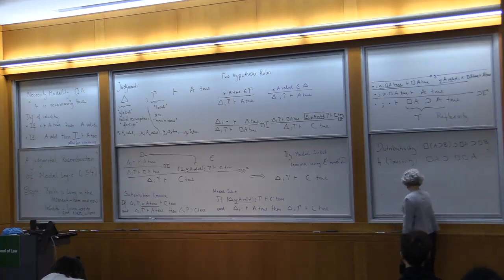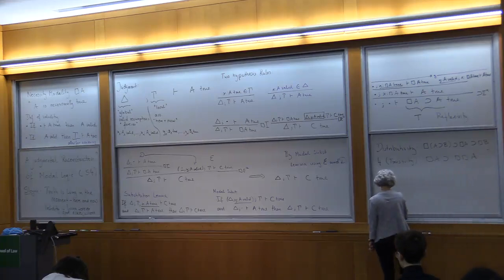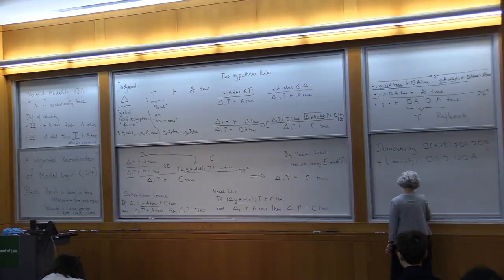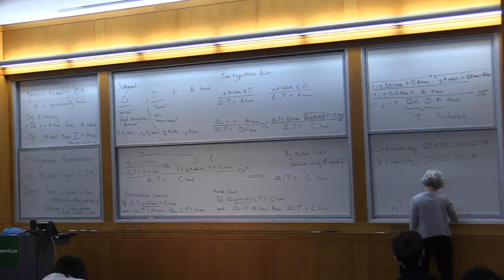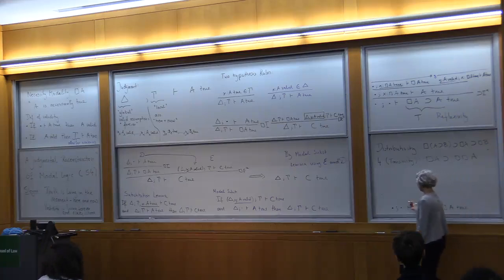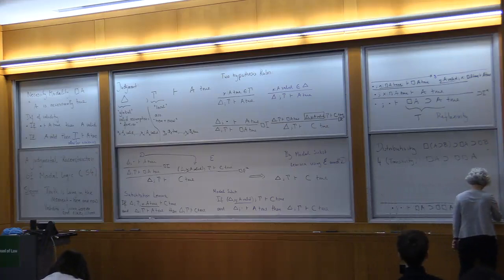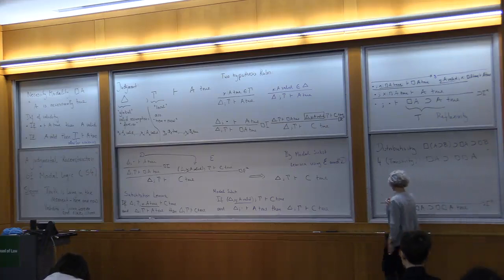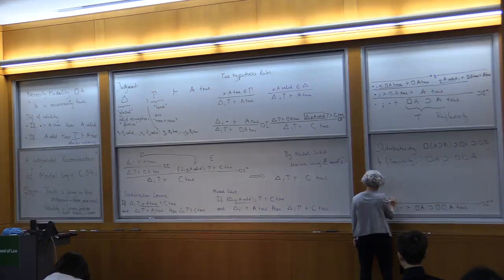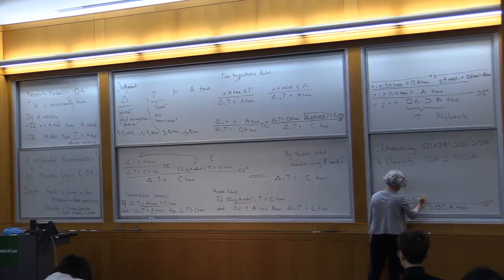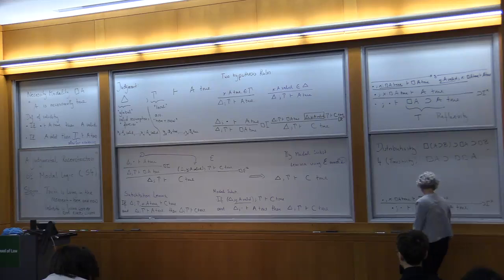So we start in the empty context, and we want to prove box A implies box box A is true. So we use our implication rule. Easy. And we add in box A is true. And that means we now need to prove box box A is true.